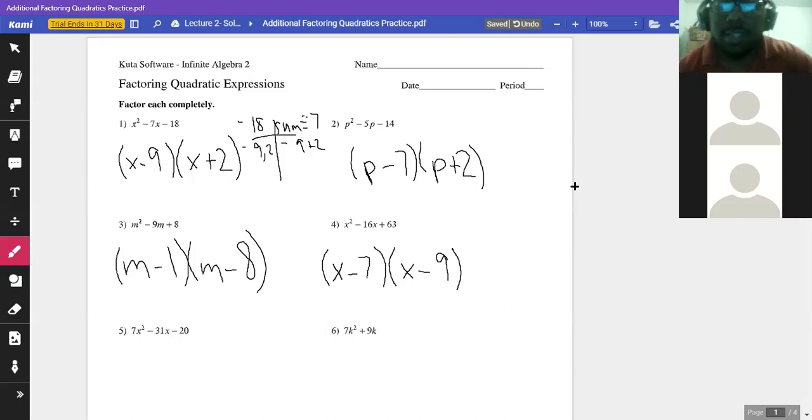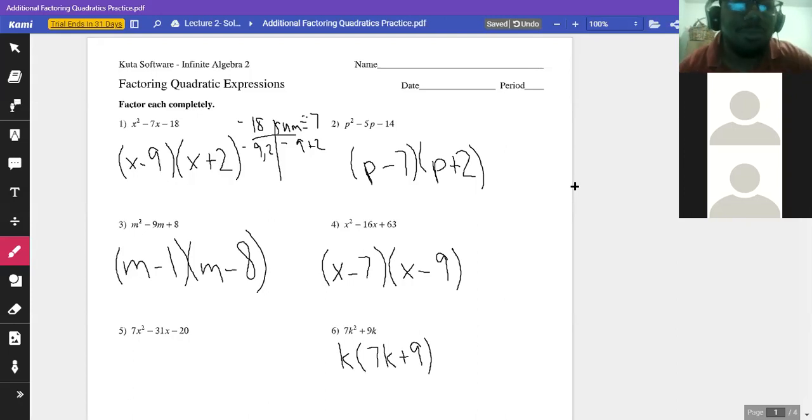So 7k squared plus 9k. I could factor out a k, and then I'm just left with 7k plus 9. Since there's no number I can pull out of 7k squared or 9k, I'm just going to leave the coefficient for k blank.